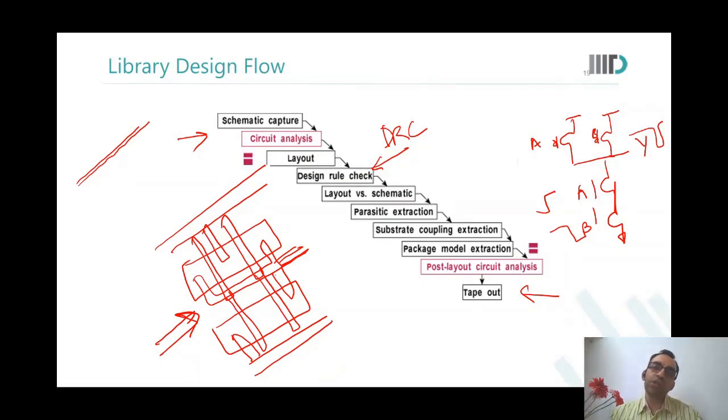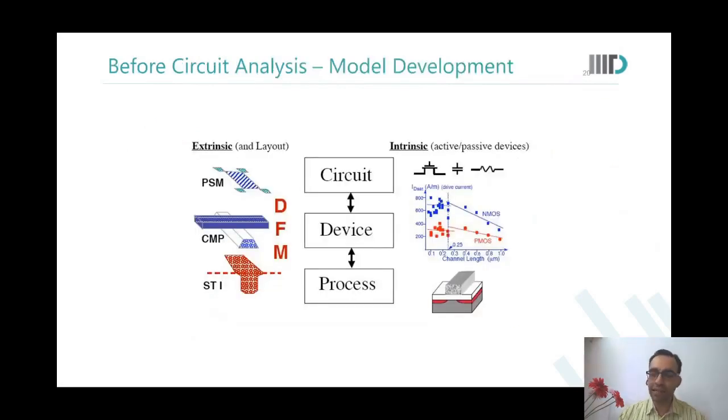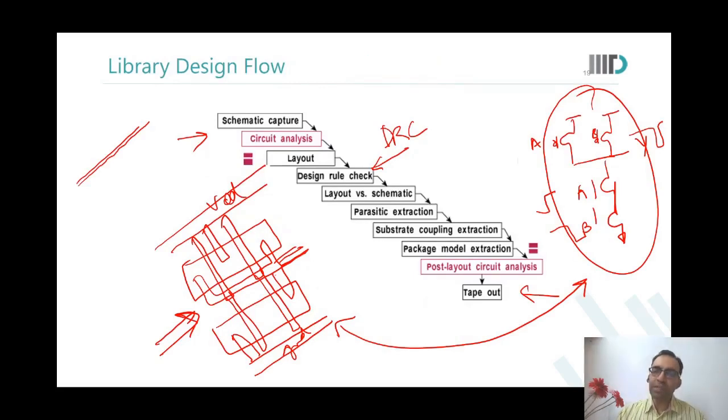Then we do what is called a layout versus schematic check. What is layout versus schematic check? This check means that, see, I had this circuit in my mind, and I am trying to implement this circuit in a layout. So I said this is ground, this is VDD, but it could happen that I've made some connection wrong somewhere. So to verify that this layout actually represents the schematic that I had intended to implement is called the layout versus schematic check.